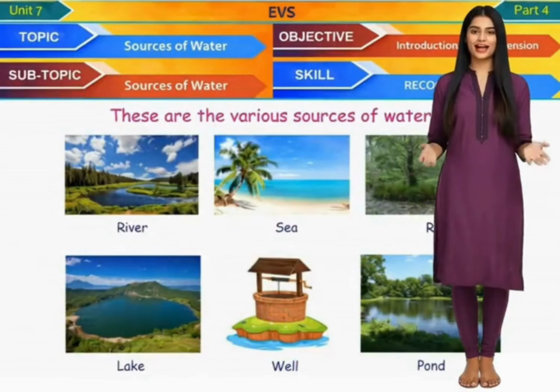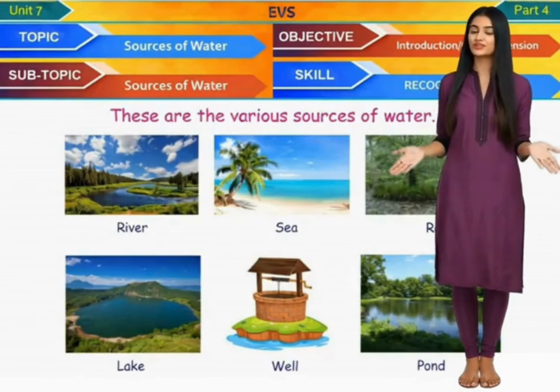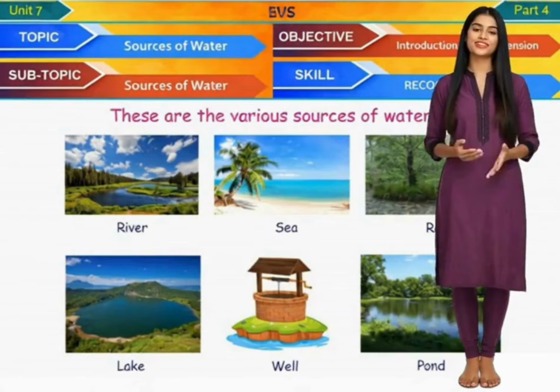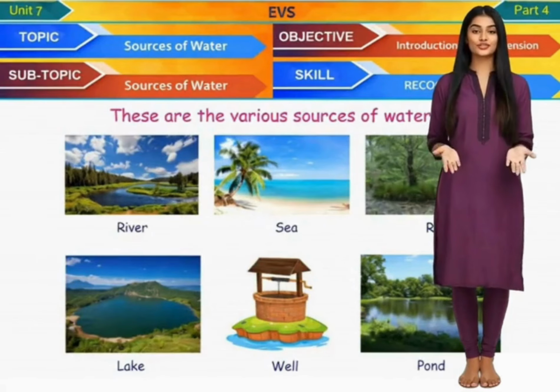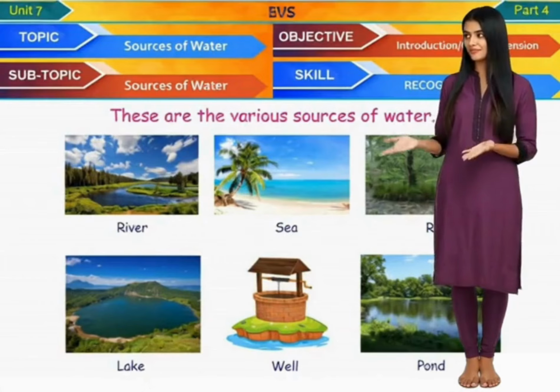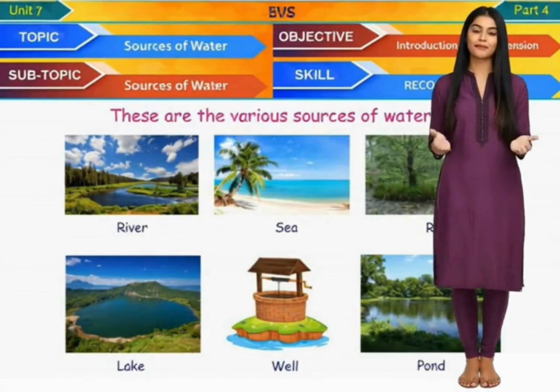Hello, children. Welcome back to our new session. Today we are going to learn about sources of water which are very important for life on earth. Children, water is essential for all living things like humans, animals, and plants. We get water from many natural and man-made sources.